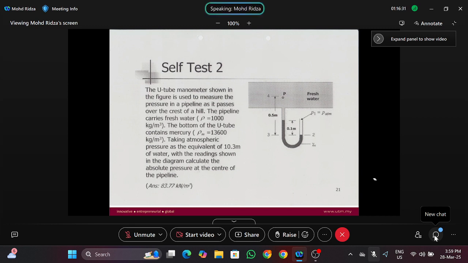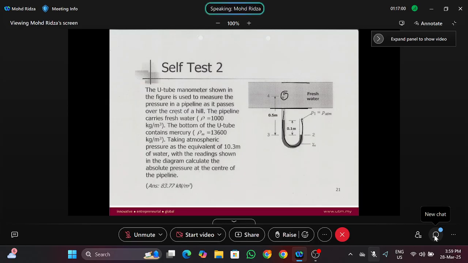Okay, let's go to the question first. The U-tube manometer shown in the figure. So the U-tube manometer, we are referring to this one. A U-tube manometer is used to measure the pressure in a pipeline. So we want to measure the pressure here. We're using this manometer. This is a pipeline.